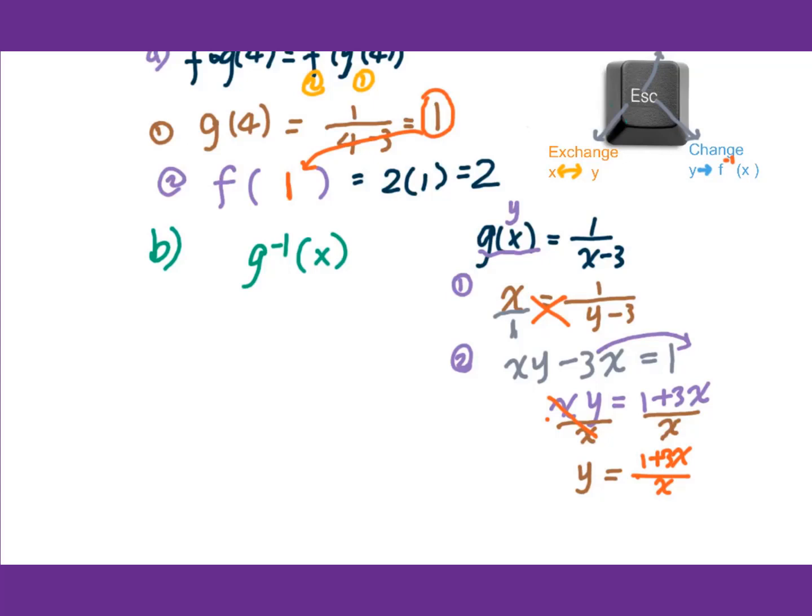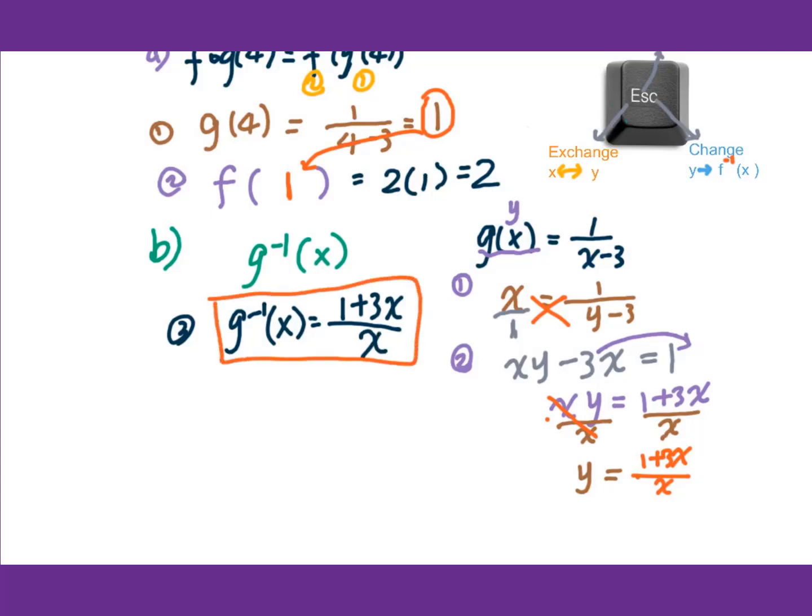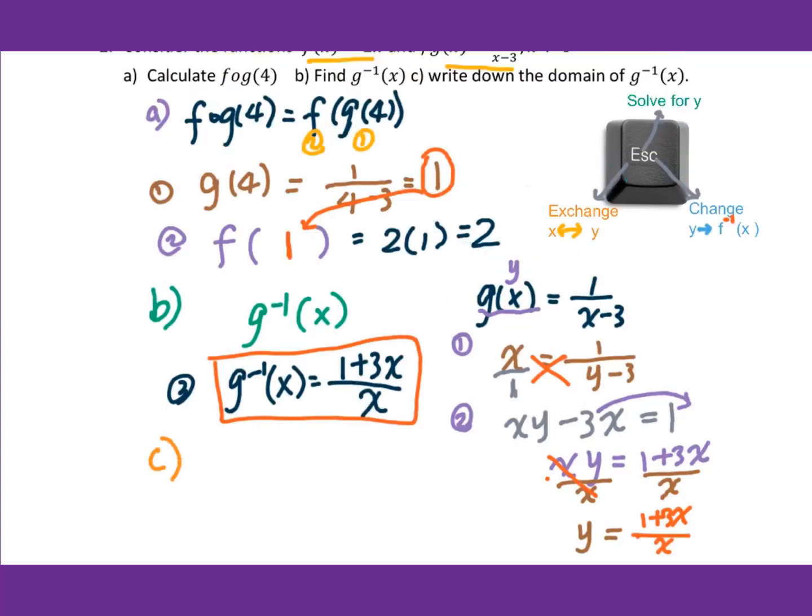Then the third step, change y into the inverse function symbol. That is the inverse of g of x equals 1 plus 3x over x. This is the answer for B. For C, write down the domain of inverse g of x. So check over here. This is a rational function. The domain for a rational function is to make the denominator not equal to 0. Therefore, this will be the answer for C.